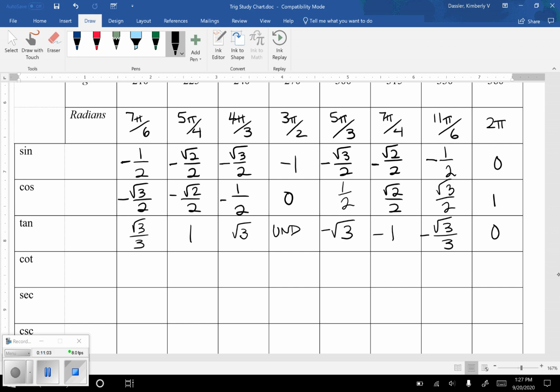Now, all we have to do is use the reciprocals. I know for tangent here, I used √3/3. We need to be very comfortable with the fact that that is also 1/√3, so that when we do the reciprocal, it's easy. We just do √3/1 for cotangent.